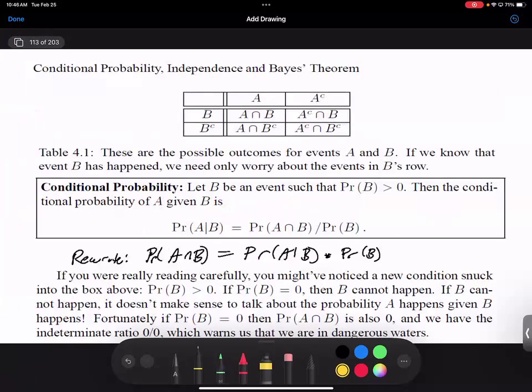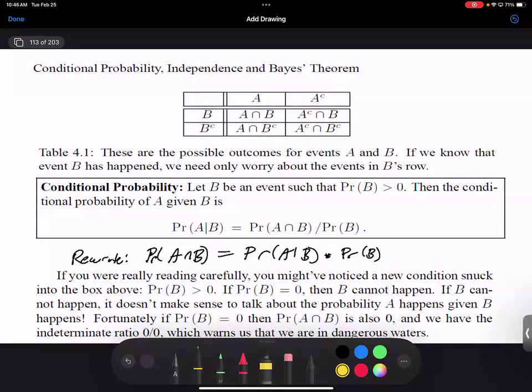And so the conditional probability is, let B be an event such that the probability of B is greater than 0, and the conditional probability of A given B is what we've been doing all the time. It's the probability of A and B divided by the probability of B. And we are restricting ourselves to cases where the probability of B is greater than 0 when we're doing these conversations. We're not going to talk about conditional probabilities when one of the events doesn't happen.